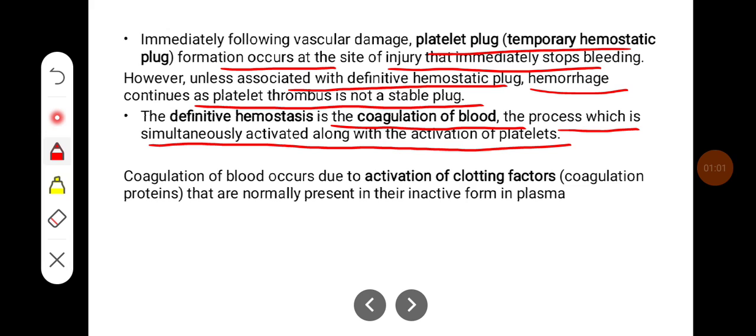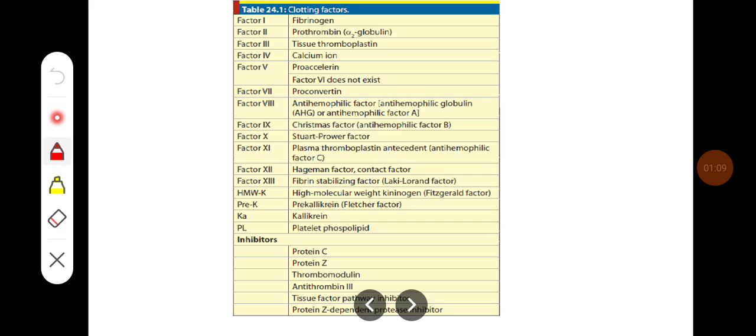Coagulation of blood occurs due to activation of clotting factors, that is, coagulation proteins, that are normally present in their inactive form in the plasma. These are some of the clotting factors. There are 13 factors that have been identified.